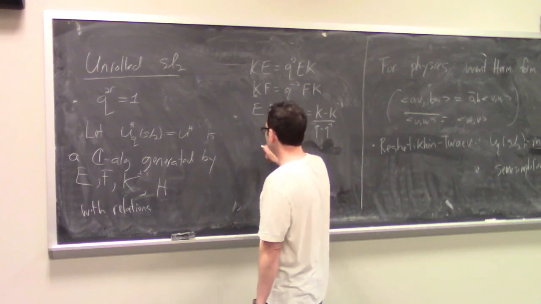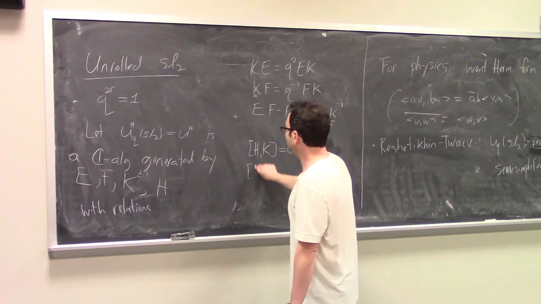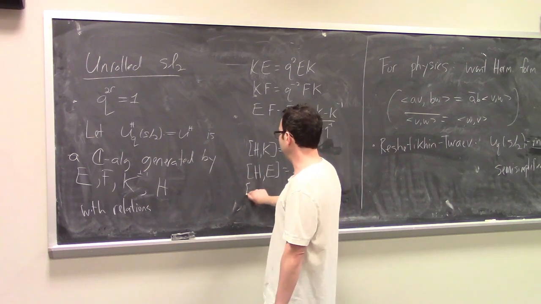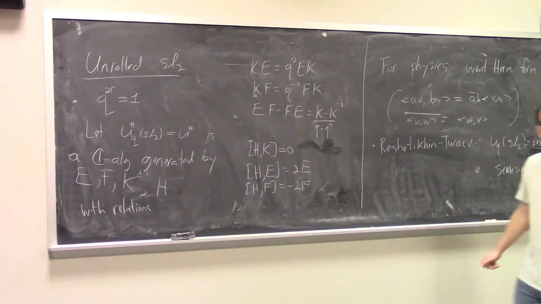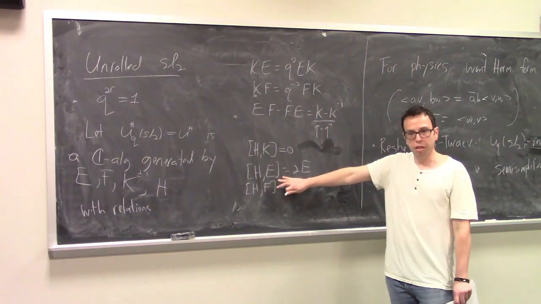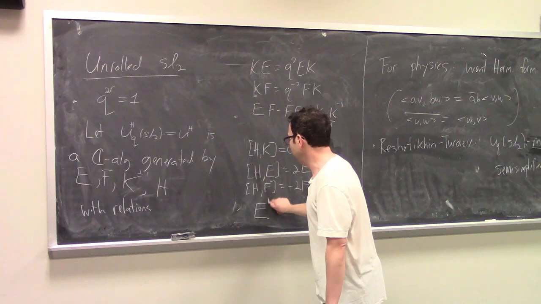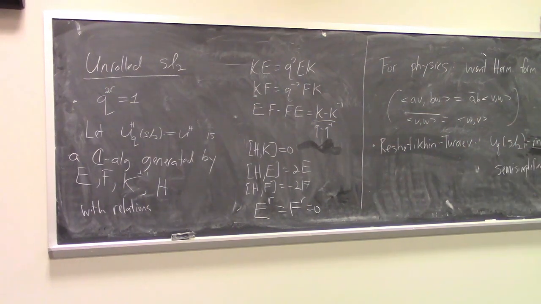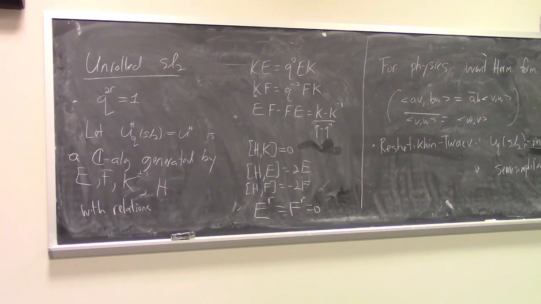And some more relations. H and K commute. Then you have normal SL2 relations: the bracket of H and E is 2E, the bracket of H and F is minus 2F. So you have U_q(sl2) relations and SL2-type relations. It's also common to mandate that E to the r equals F to the r equals 0. When you work with quantum groups at roots of unity, this condition is also often imposed. So this is unrolled SL2.